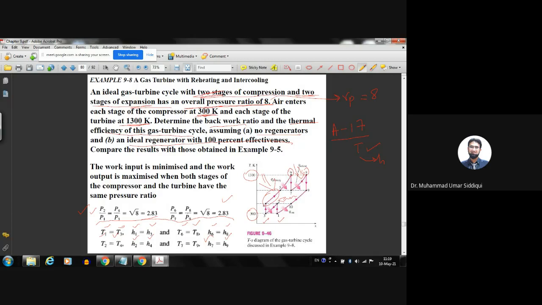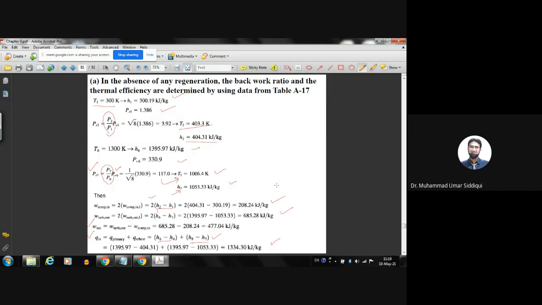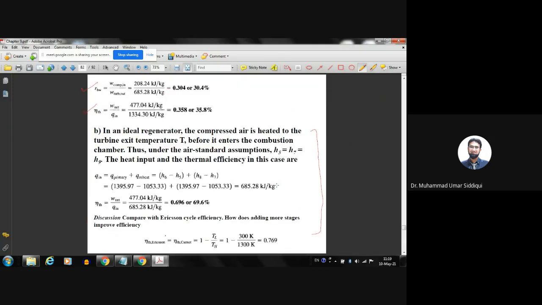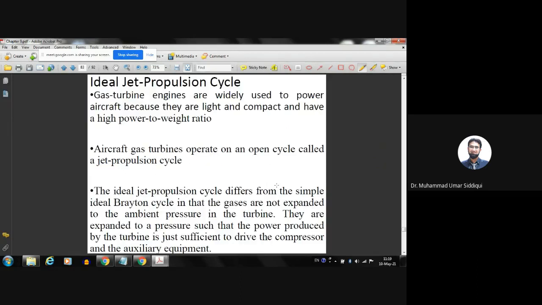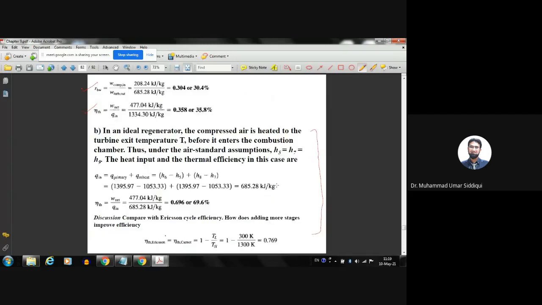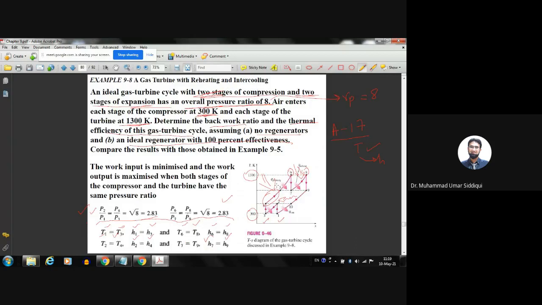Obviously, you're going to use the formula for the effectiveness of the regenerator to determine H5. This is the same way as we did before. So I want you to go through it yourself, and this is going to increase the efficiency of the Brayton cycle. With this, our Brayton cycle is finished. Now the next is the ideal jet propulsion cycle that we are going to discuss. If anybody wants to ask anything regarding the Brayton cycles and the modifications we made to increase the efficiency, you can ask.